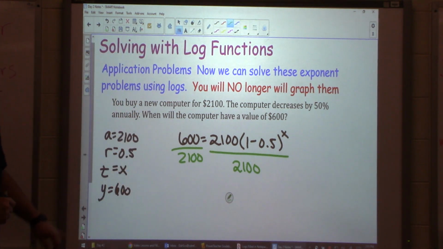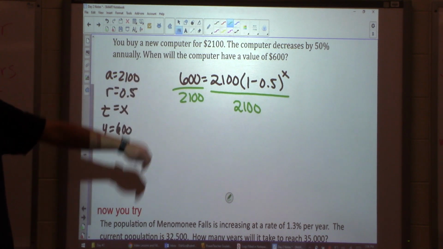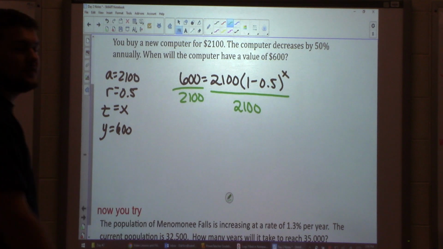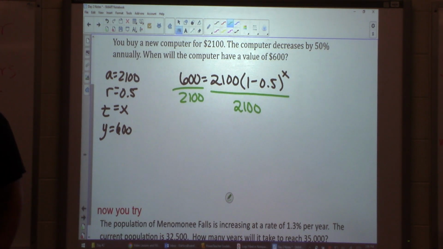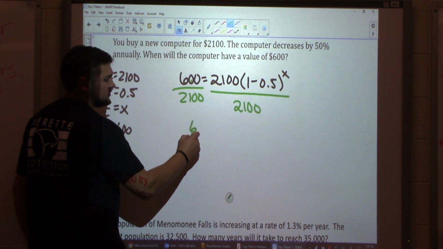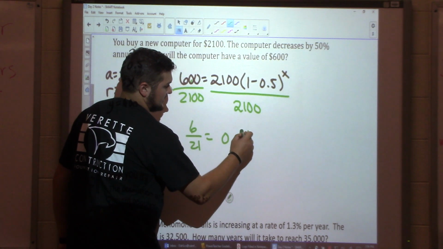And we are absolutely not going to round this. Absolutely not. So we are going to leave it as a fraction. Now, does it have to be reduced all the way down for this problem? No, you could, but I'm just going to get rid of the 2 zeros here. So I'm going to get 6 over 21 equals 0.5 to the x power.